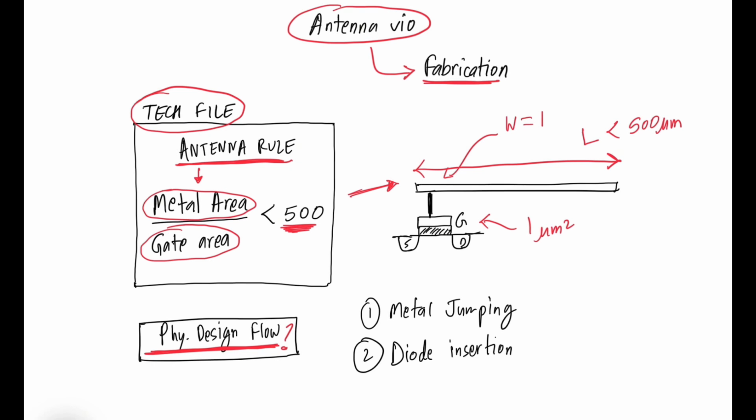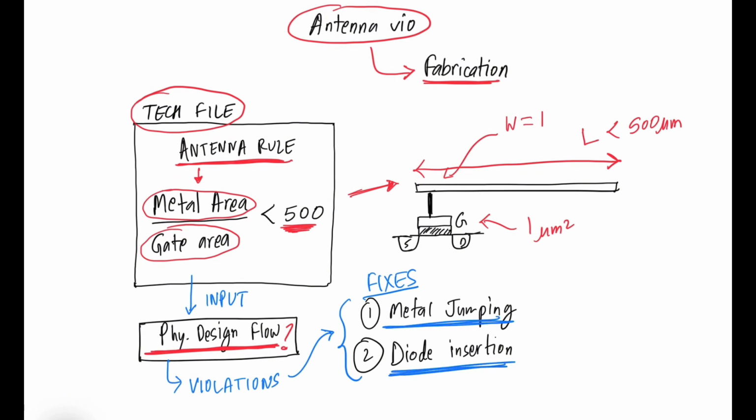So we read these antenna rules into our physical design flow as an input. Based on these rules, any potential antenna violations in our design will be flagged to us, and we can fix those violations using one of the two most common fixes for antenna violations, which are metal layer jumping and diode insertion. In the next video, we will discuss how these fixes are done and what the pros and cons of using each of these options are.